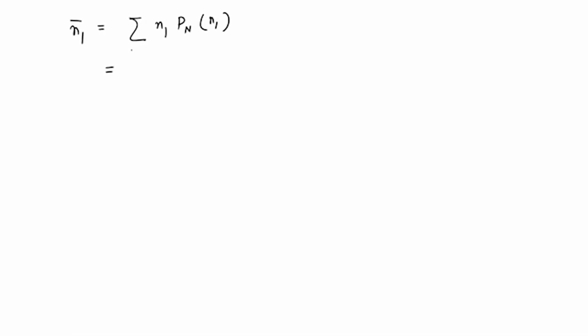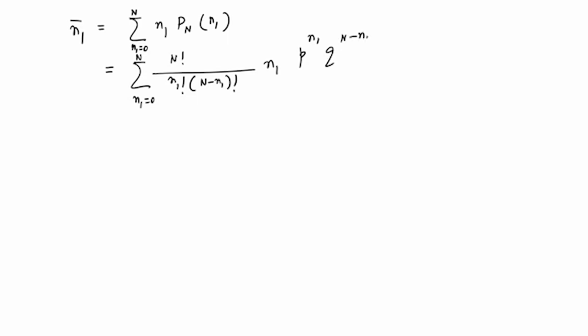So, this is the sum over n1 equal to 0 to n, all possible values of n1, which goes from 0 to n, and this is equal to the sum over n1 equal to 0 to n of n factorial divided by n1 factorial (n minus n1) factorial, times n1, times p to the power n1 and q to the power n minus n1, because n2 is nothing but capital N minus n1. Remember that n1 plus n2 is equal to n.